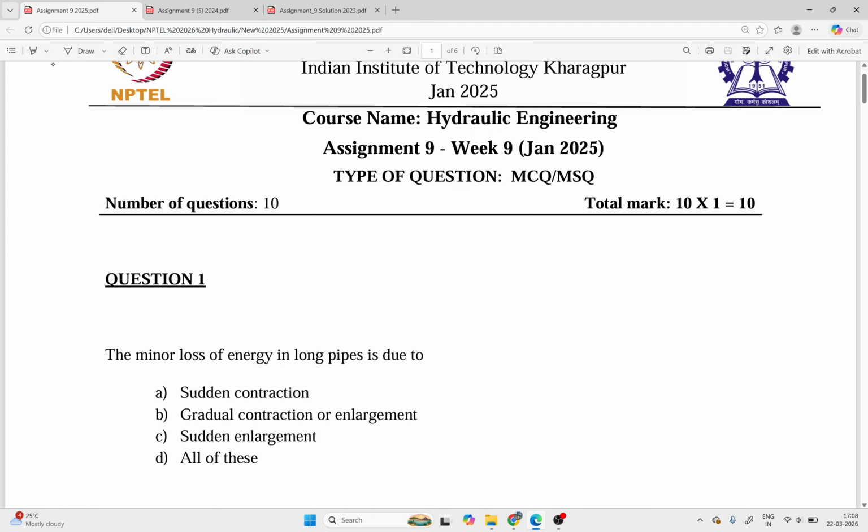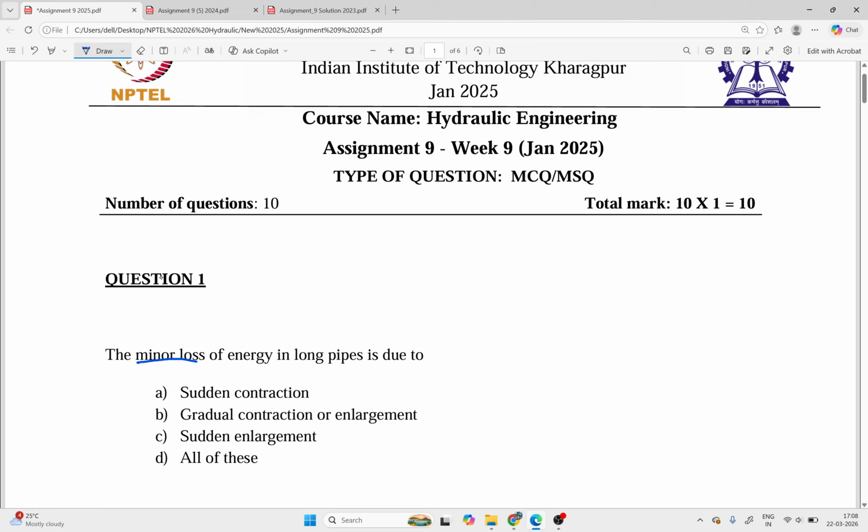Actually here the question is talking about the minor loss. So minor losses are due to the sudden contraction, gradual contraction or enlargement, and sudden enlargement, all of these. So all three are the cause of minor loss in the pipe. So all options will be correct. So remember this for question number 1. Now let us move on to the next question.